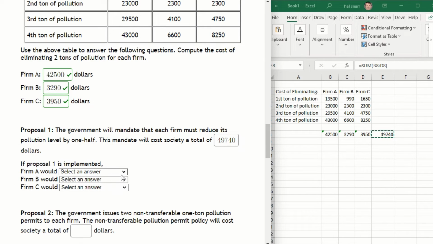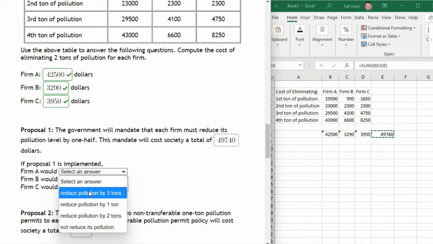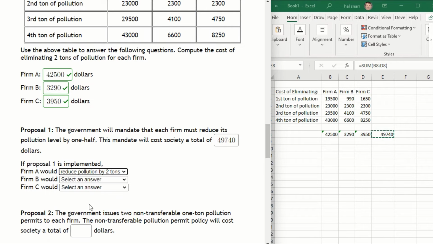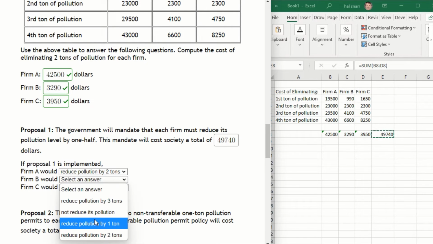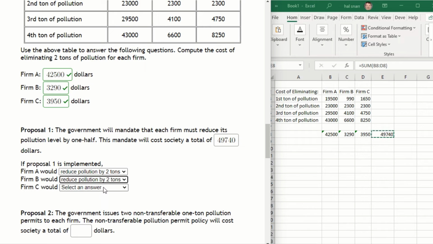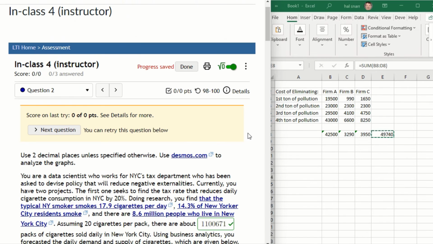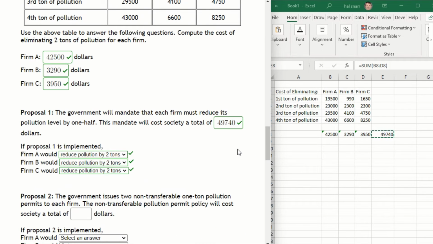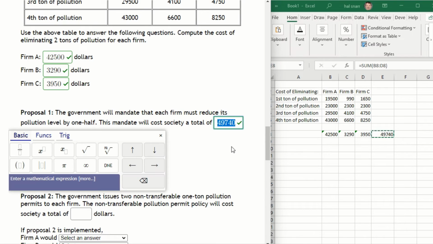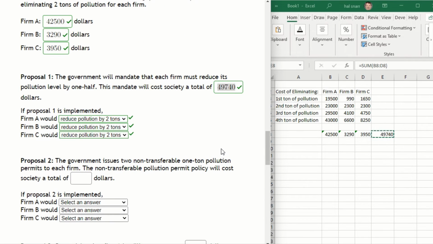Okay, now this means firm A reduces pollution by 2 tons, firm B reduces pollution by 2 tons, and then firm C reduces pollution by 2 tons, right? We'll go ahead and hit enter. And we got that right. Right? Proposal 1 is pretty costly, right? Pretty costly. Proposal 2, in that proposal, the government issues 2 non-transferable 1-ton pollution permits, right?